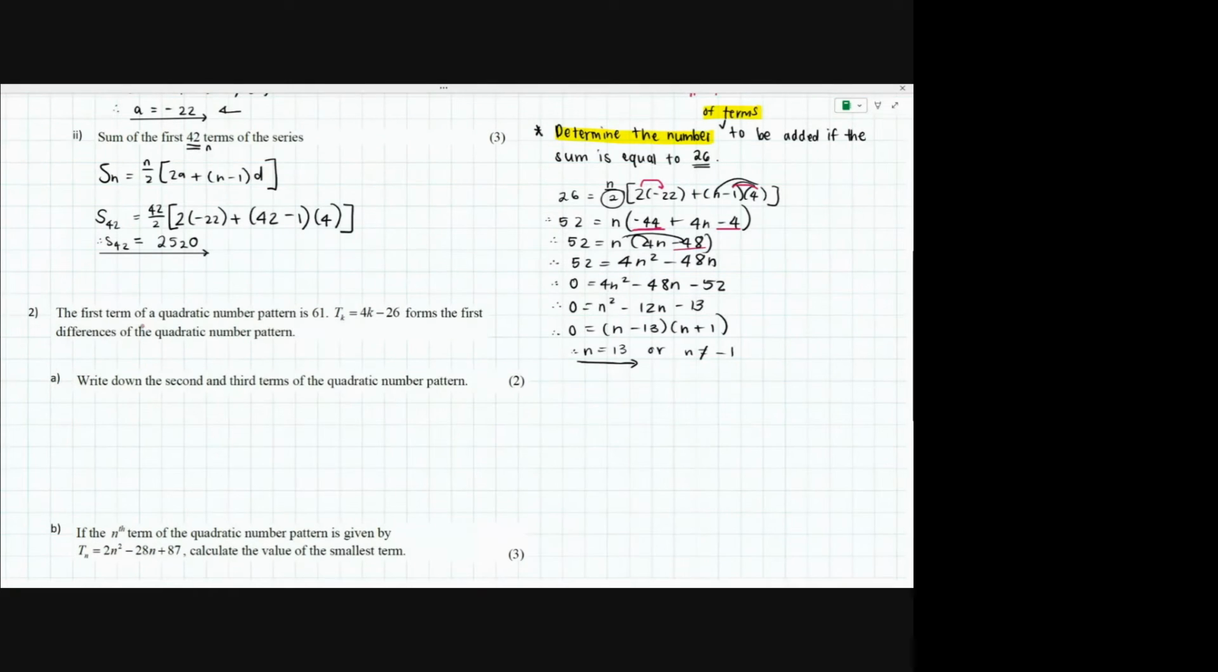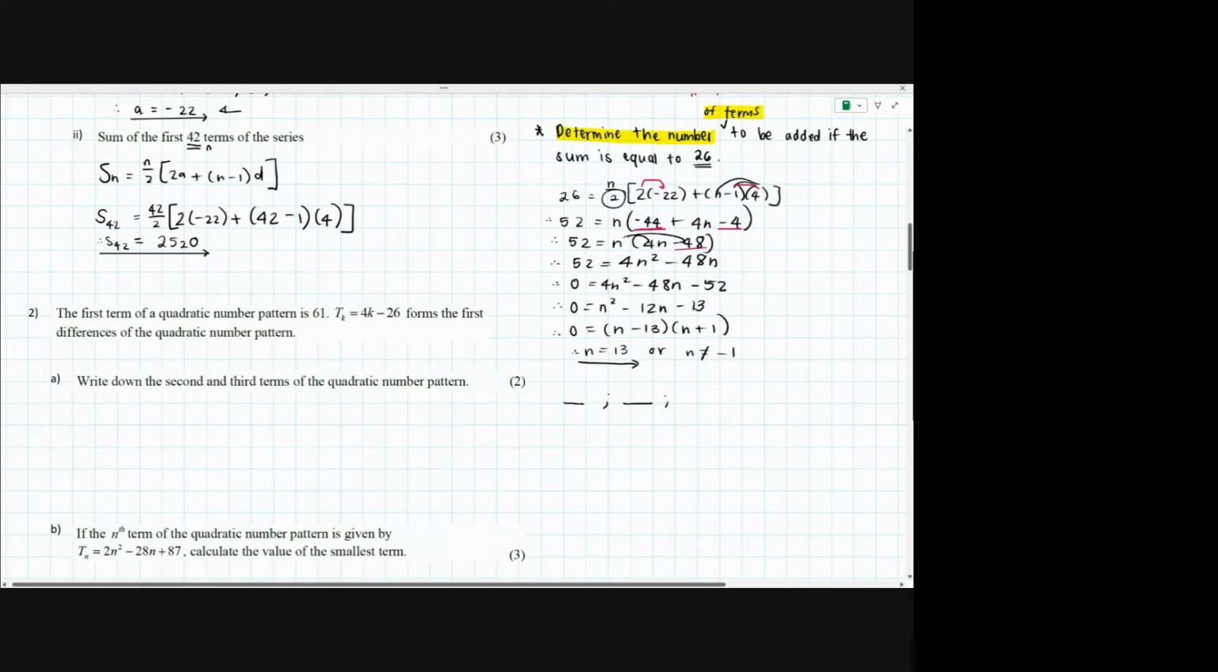So I'm going to read the question again. The first term of your quadratic number pattern is 61. T of k equals 4k minus 26 forms the first differences of the quadratic pattern. Write down the second and third terms of your quadratic number pattern. Before we even get to that, let's understand what this is saying to me. So we have a quadratic pattern. The only information we've been given is the fact that my first term is 61.